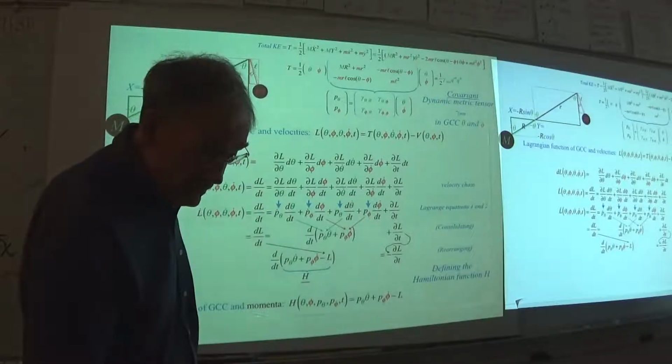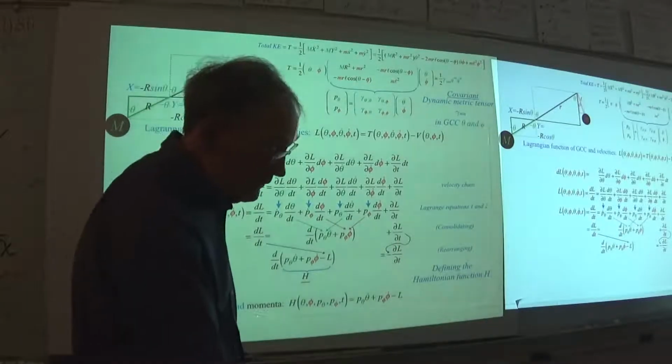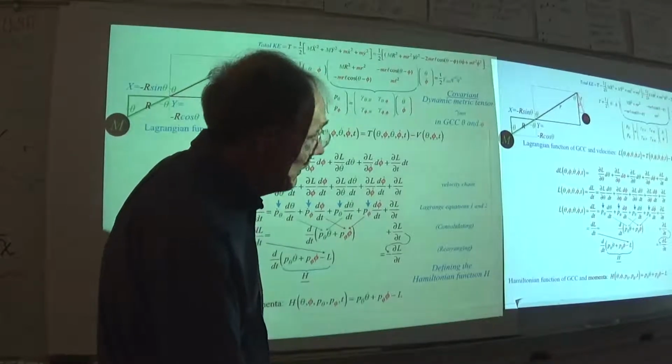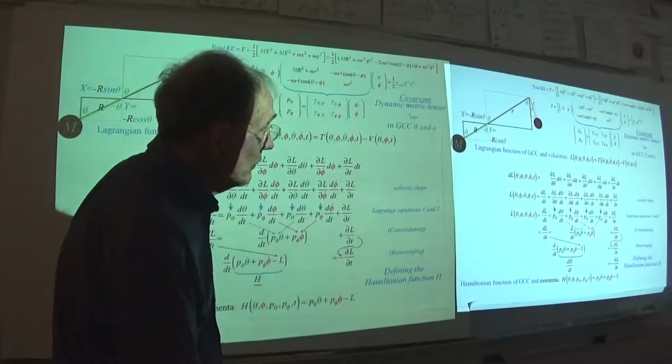However, it's worthwhile to go ahead and make the equations that we call Hamilton's equations.